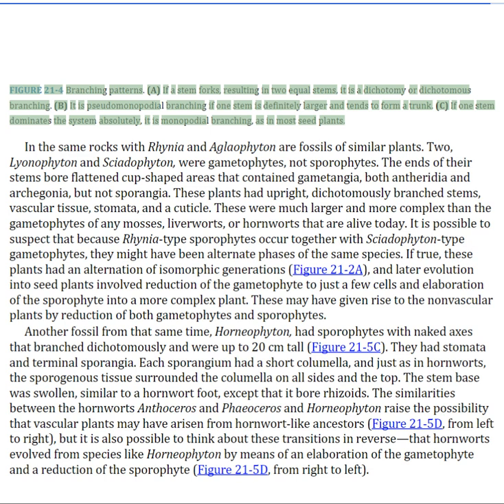Figure 21-4. Branching patterns. If a stem forks, resulting in two equal stems, it is a dichotomy or dichotomous branching. It is pseudomonopodial branching if one stem is definitely larger and tends to form a trunk. If one stem dominates the system absolutely, it is monopodial branching, as in most seed plants.